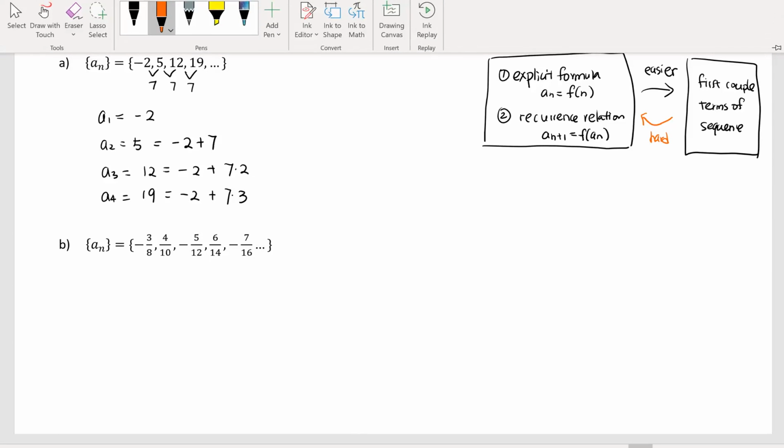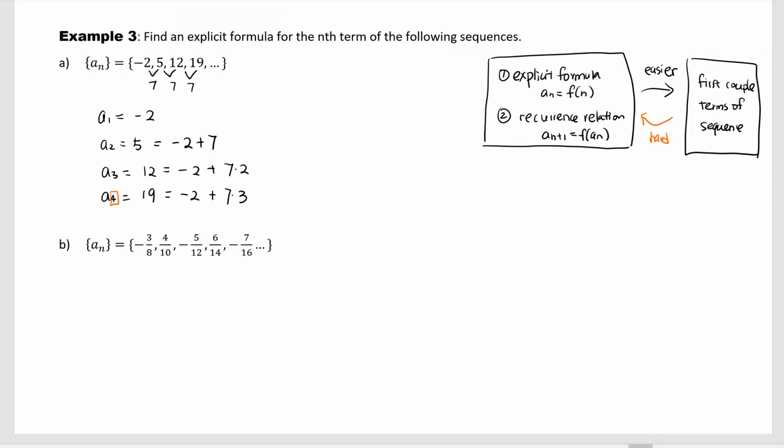Okay, now let's see what is changing and what is fixed. Let's look at A4. The 4 is changing, right? A1, A2, A3, A4. So it's like the index. Did -2 change? No, we have -2 here, -2 here, -2 here, -2 here, so it's fixed. How about the 7? It stayed there, right? But the 3 changes. A1 is 7 times 0, and then you have 7 times 1. That's why you can see it changed: 0, 1, 2, 3. So the pattern changed.